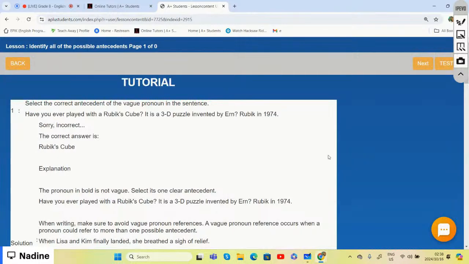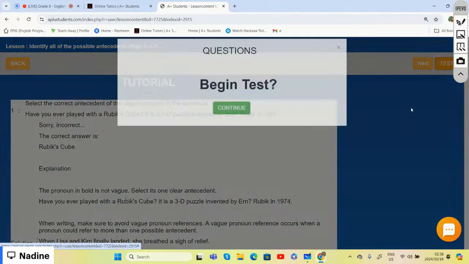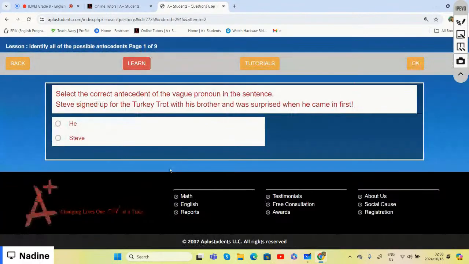All right. So now we're going to our test, where we are going to identify all the possible antecedents within our sentence and how it can be corrected. And it says, Steve signed up for the turkey trot with his brother and was surprised when he came in first.